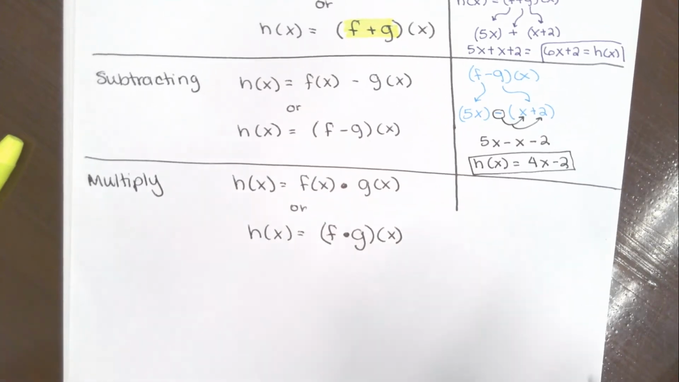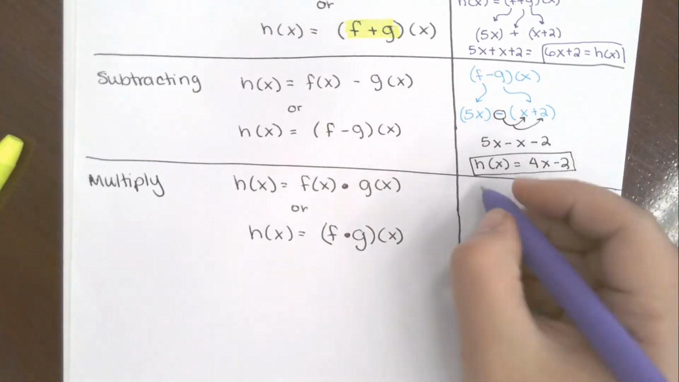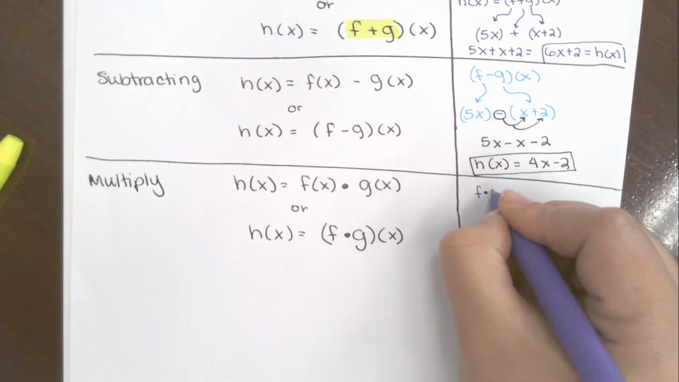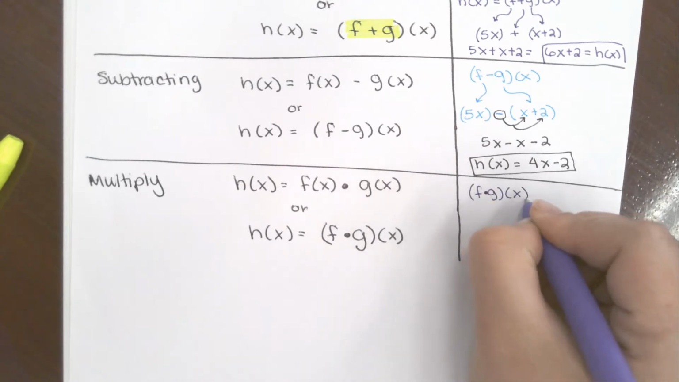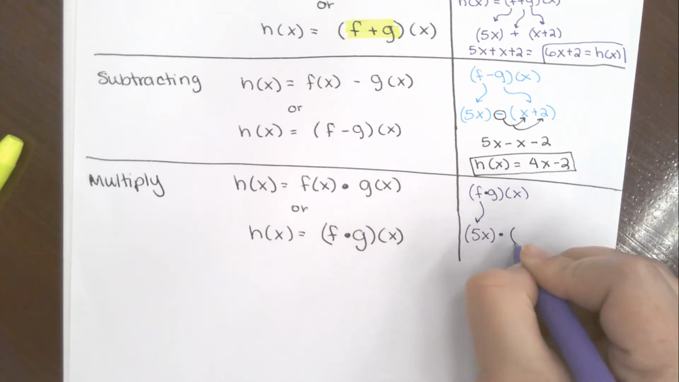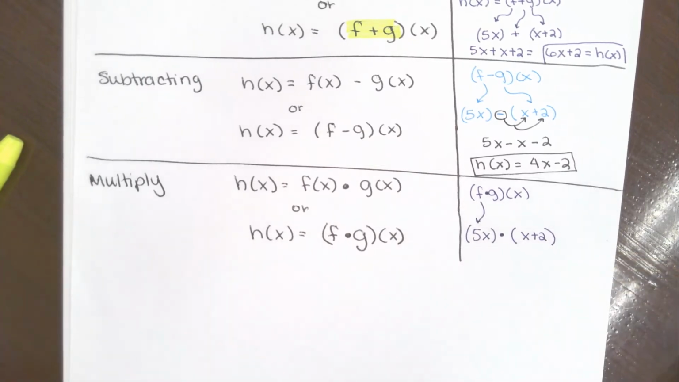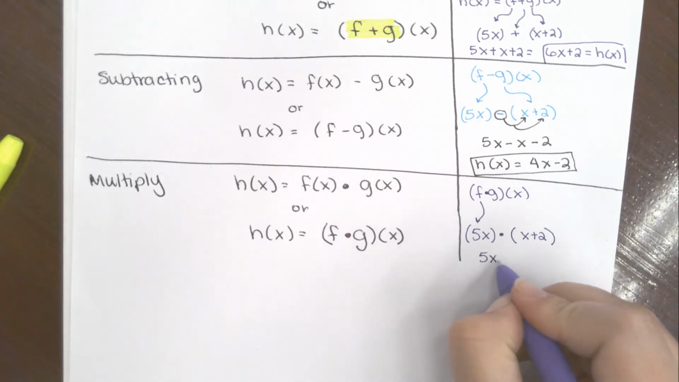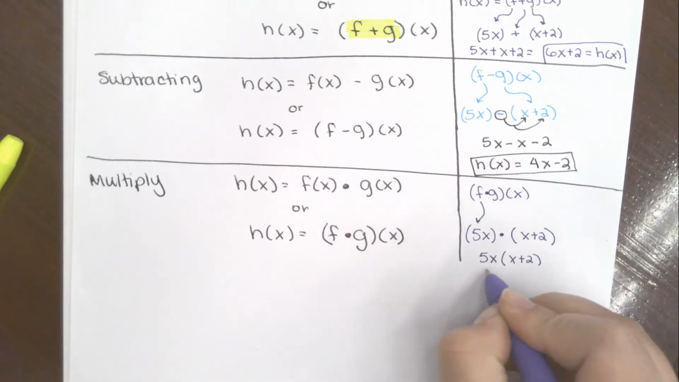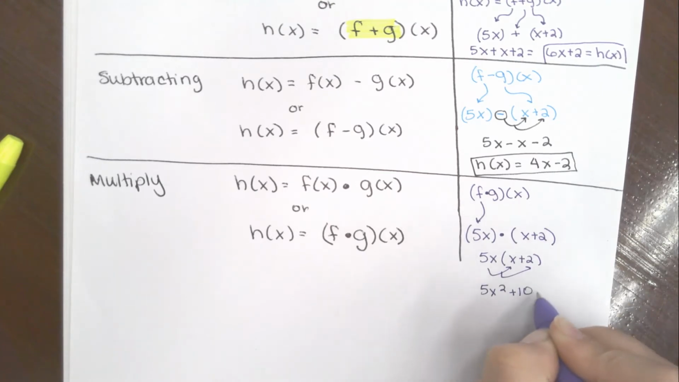What that means is you take your f of x equation, so in this case, let's write that out, f times g of x. Take your f of x equation, which is 5x, and multiply that by your g equation, which is x plus 2. I am going to rewrite this because we have a monomial times a binomial, so we have to distribute. That means we have 5x times x plus 2. We distribute that 5x: 5x squared plus 10x is your answer, your product.